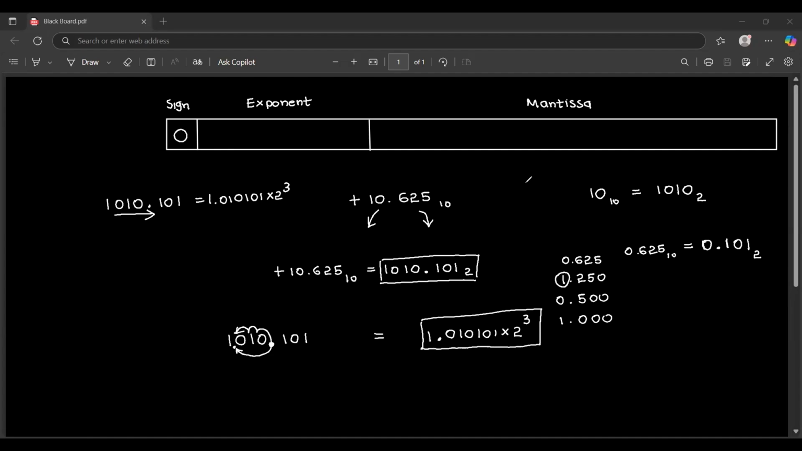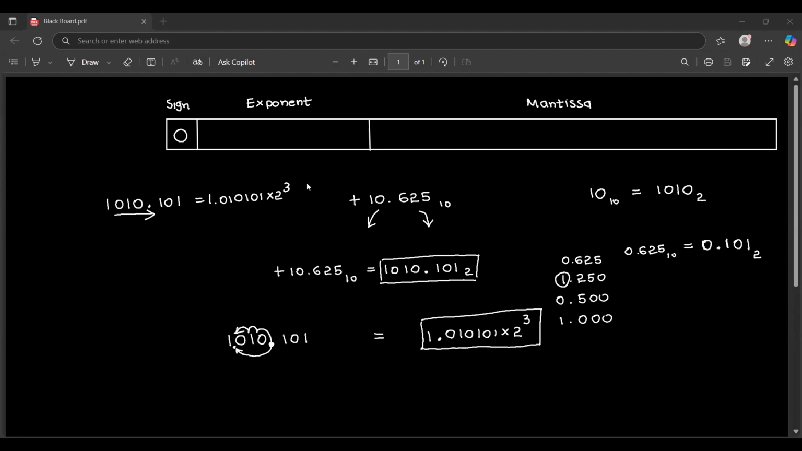Since the exponent is 3, you might think we have to put 00000011. If you put it like that, that's wrong. Before we write down the exponent, we do a small intermediate step called biasing.